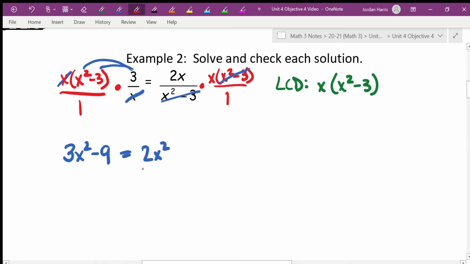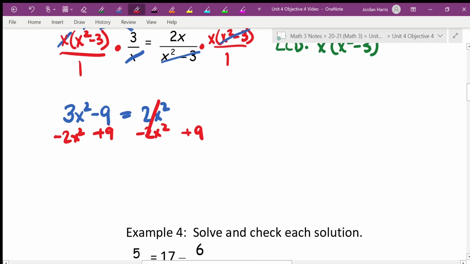Okay, so I'm going to subtract 2x squared from both sides. And I'm also going to add 9, because I'm getting all the x's on one side, all the whole numbers on the other. Okay, so these simplified. So I'm left with 3x squared minus 2x squared, which is 1x squared, equaling positive 9. Okay, so you have to remember how to solve this.